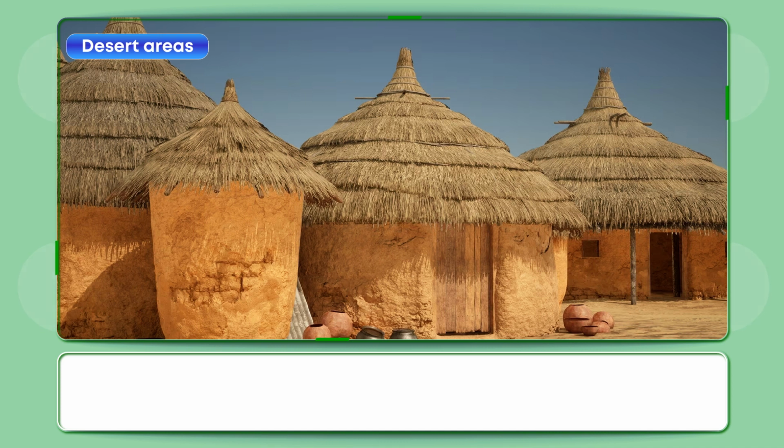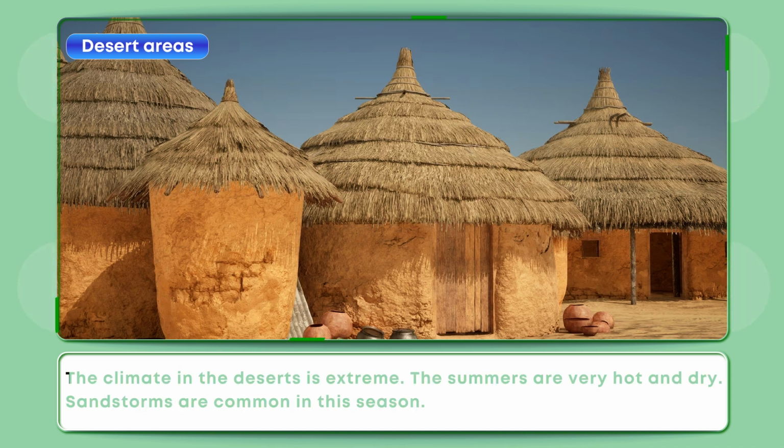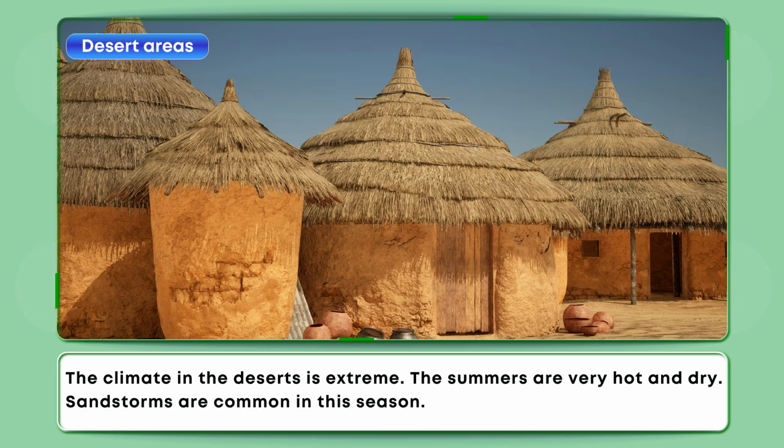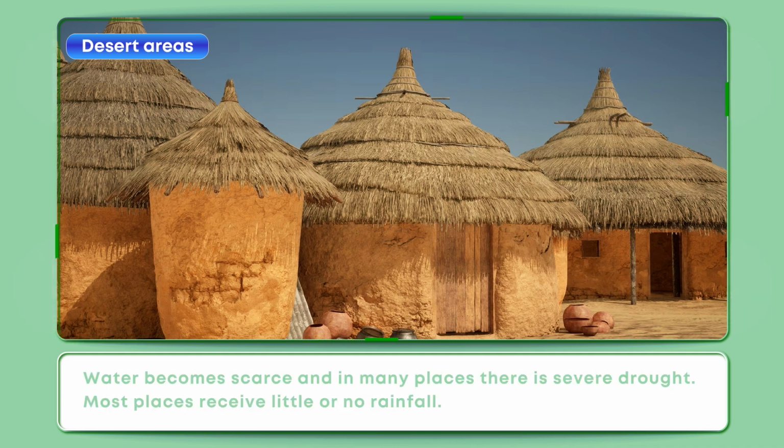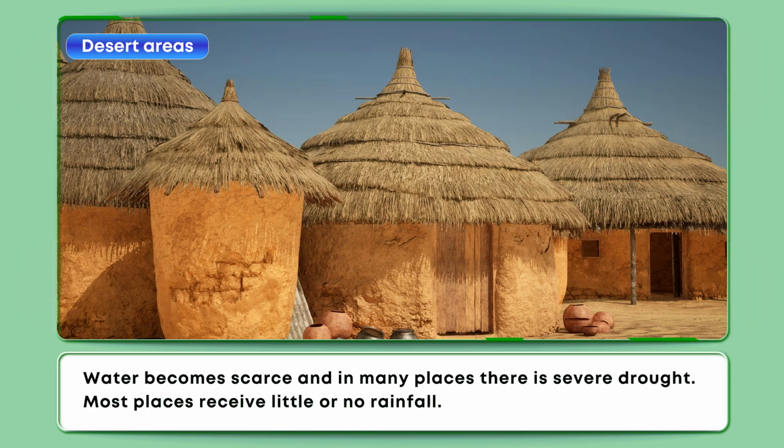Desert areas. The climate in the deserts is extreme. The summers are very hot and dry. Sandstorms are common in this season. Water becomes scarce, and in many places there is severe drought. Most places receive little or no rainfall.